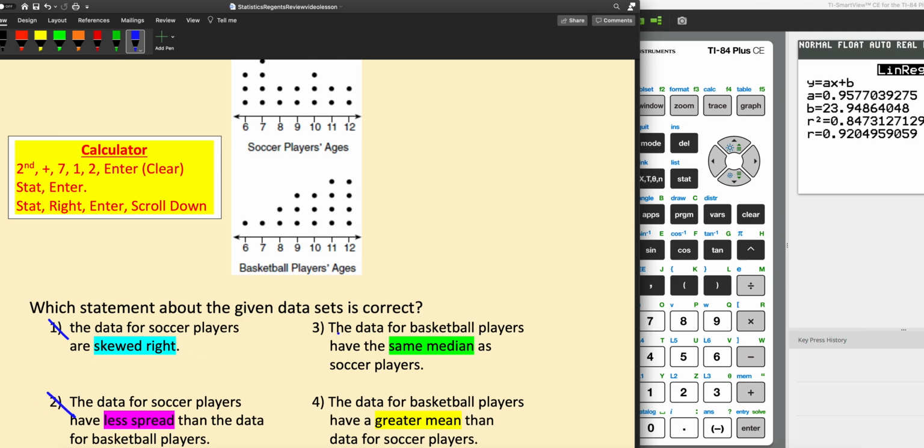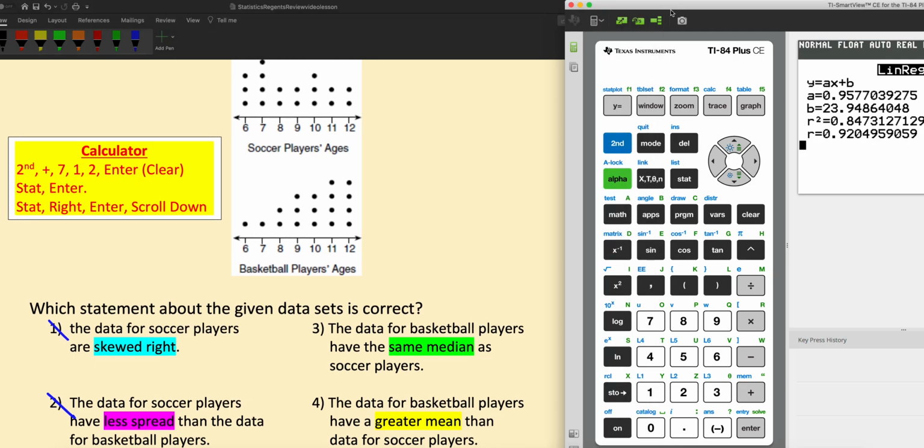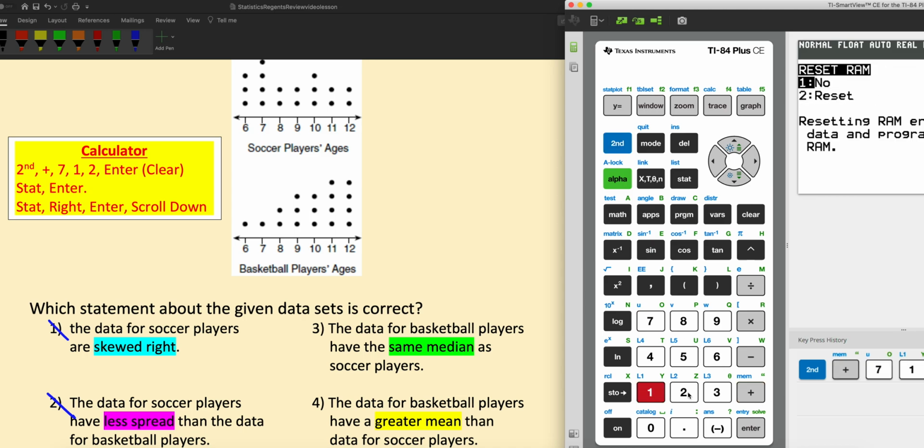So now we're looking at choice 3, which talks about the median, and choice 4, which talks about the mean. Well, guys, if you need the mean and median, this is where we go to the calculator. So remember, we talked about this. The first step is always to clear your calculator. Second function plus sign 712, and now we hit stat enter.